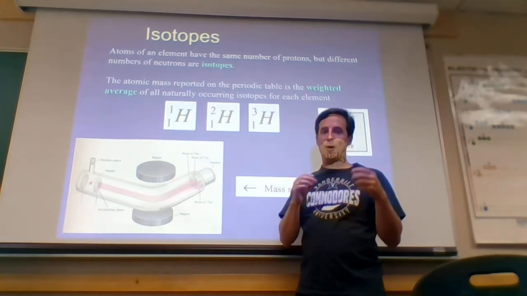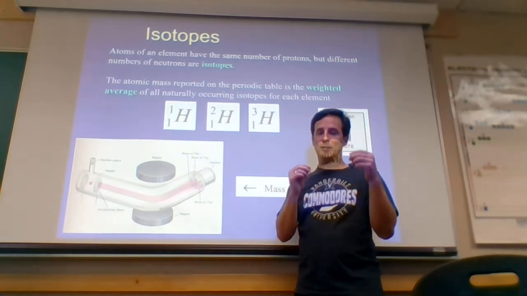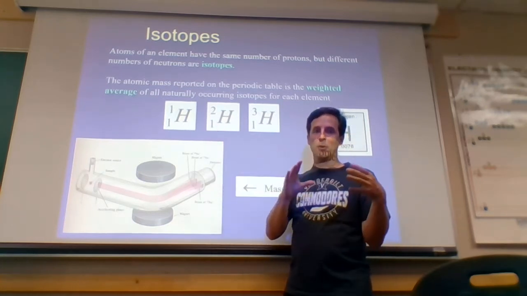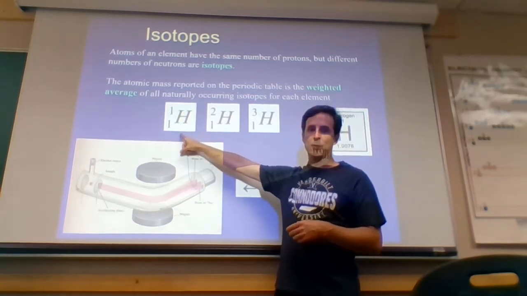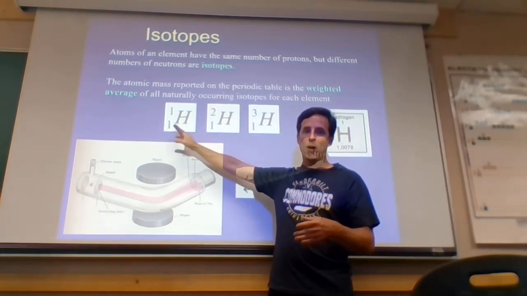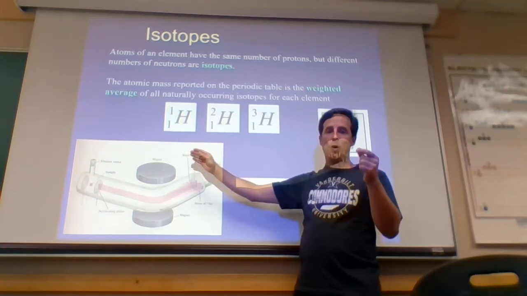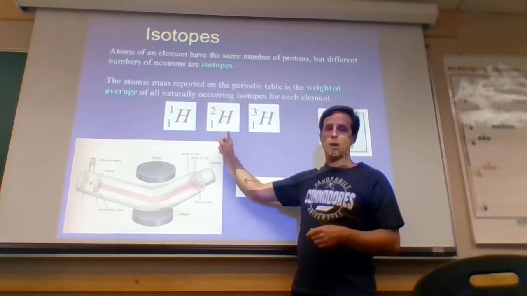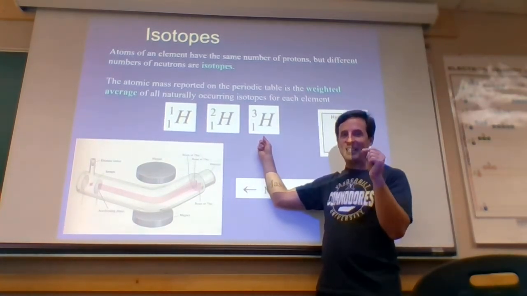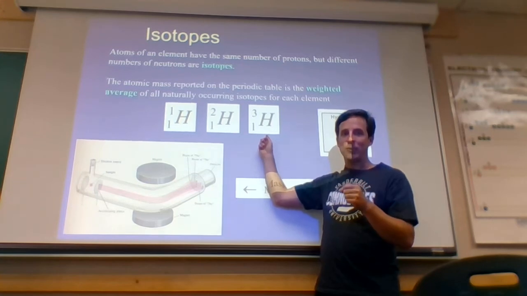If you actually counted the atoms inside, and you could actually measure them, almost all the hydrogen atoms in a balloon would be this one. Like 99.9% of all hydrogen atoms are hydrogen 1. And then like 0.1 or 0.01% of them are hydrogen 2. And then a tiny, tiny fraction are hydrogen 3.